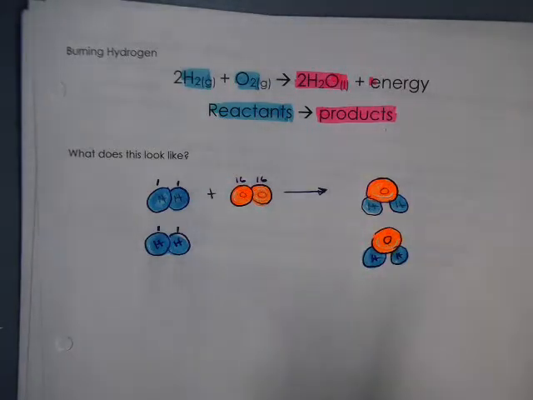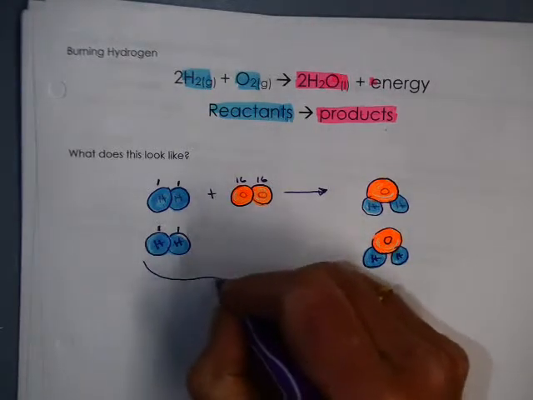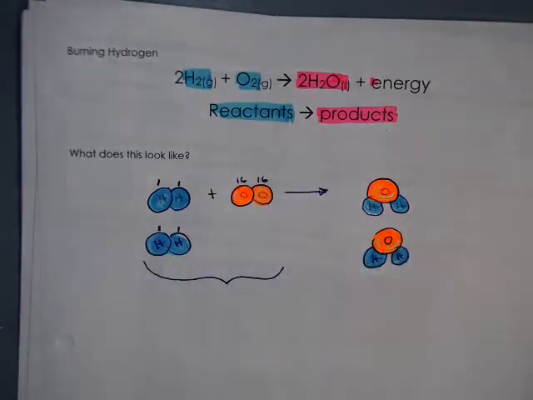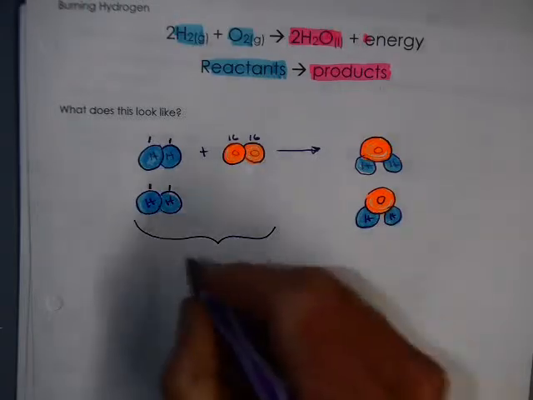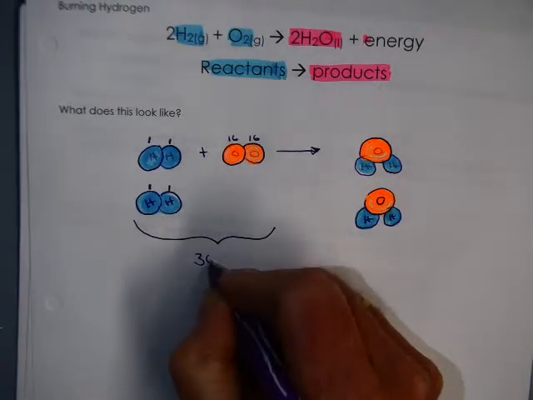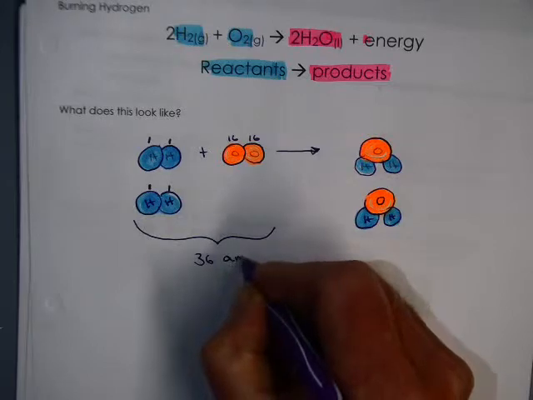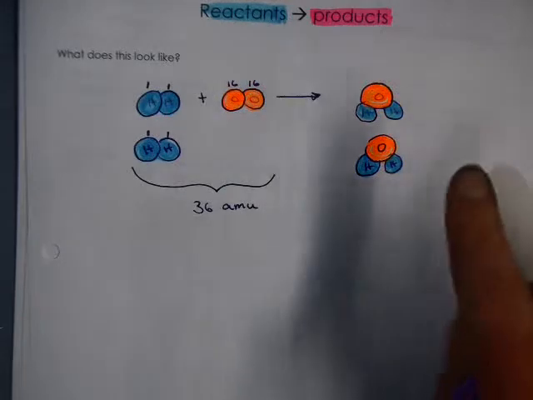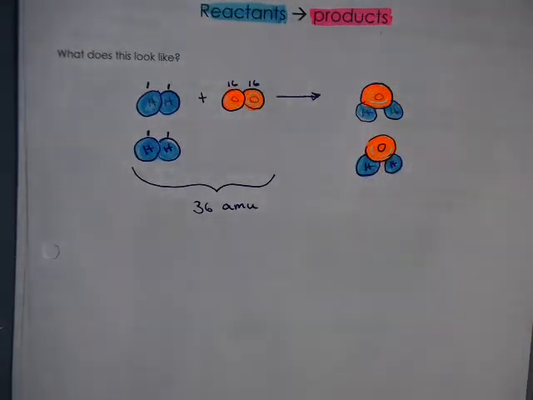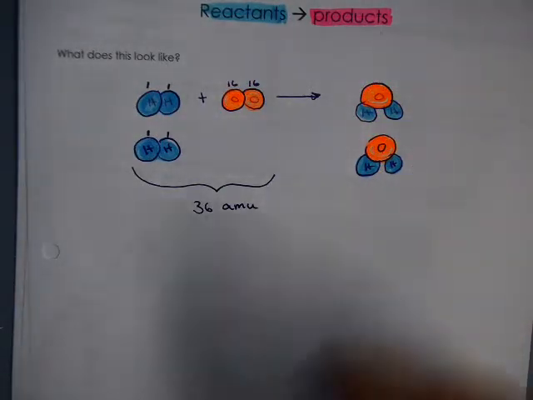That means if I take all the reactants and put them on an atomic mass unit scale, how much would this weigh, totally? Very good. This would weigh 36 atomic mass units. Okay? Now, how much does this weigh? 36.